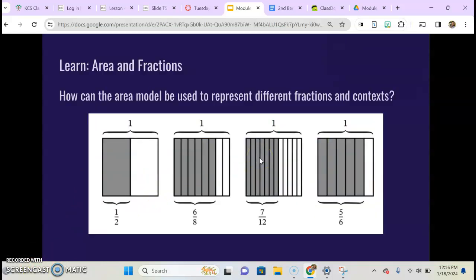So any of those models you can use an area model to represent the fraction. We had 1/2 from the beginning of the lesson, 6/8 that we represented together, 7/12 with the sheet cake you could represent using an area model, and then 5/6 with the clock. You can still represent that using the area model.